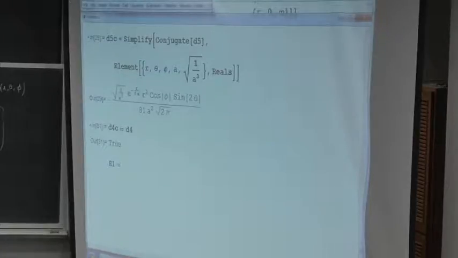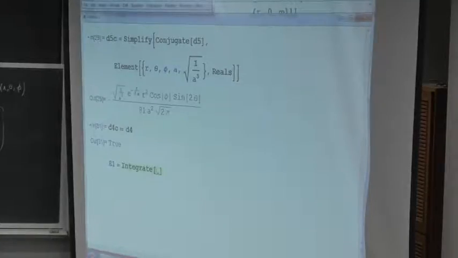I'm forgetting this thing for the time being, and I'm forgetting this thing for the time being. Okay, so I'm forgetting these in Mathematica. I don't want to plug these into Mathematica. I'll put them in later at the end. So now my E1 is, I need to integrate.